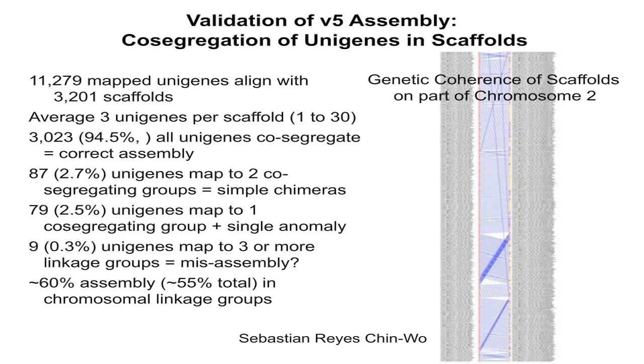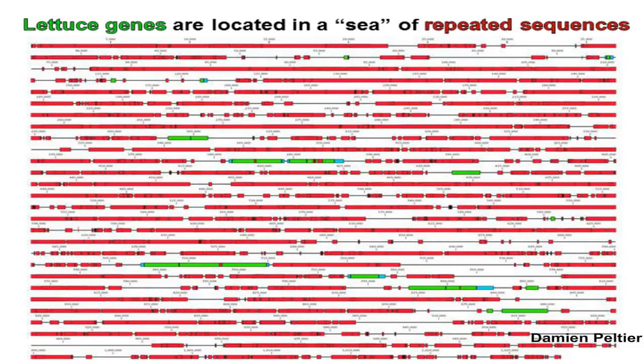When you get assemblies back, it's very difficult to know how good they are. How does the assembly reflect what's actually on the chromosome? However, we were able to look at the scaffolds, pull out polymorphic markers, and use our genetics. And what that showed was that if we got three good markers, the majority of the assembly was genetically validated. Only about 0.3% mapped to three or more linked groups, and therefore probably misassembly. So that allowed us to align 60% of the assembly, 5% of the total, into chromosomal linkage groups, which at the time, 5-6 years ago, we were fairly pleased about.